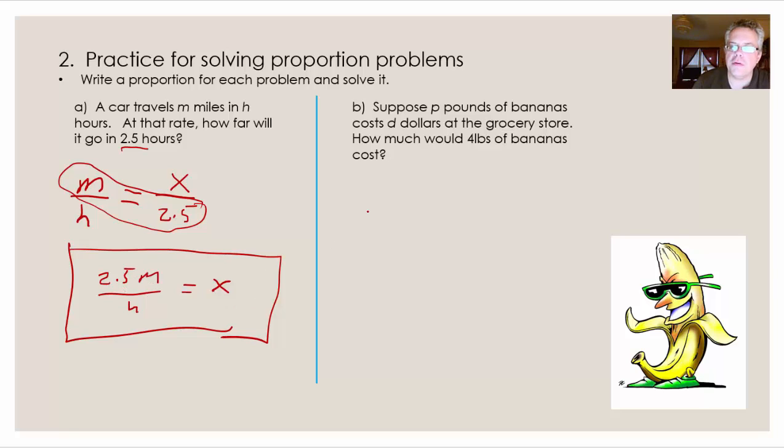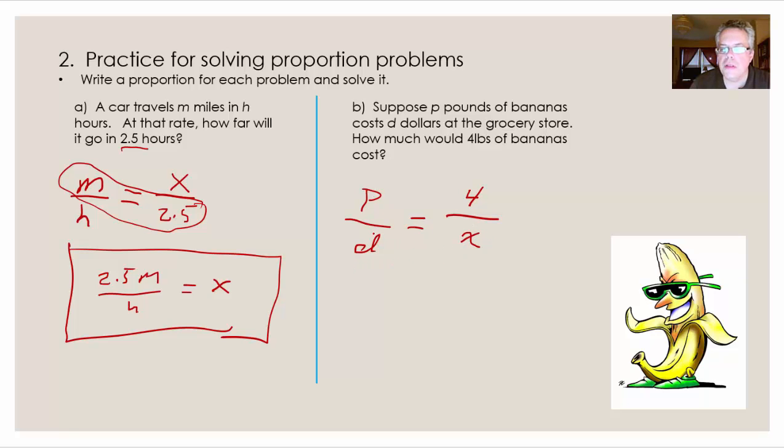Okay, over here a similar problem. P pounds of bananas cost D dollars. I'm going to set up my ratio, P over D, and set that equal to a ratio on the right side. We want to know how much 4 pounds of bananas would cost. I put pounds in the numerator, so pounds are going to go in the numerator there. And x is going to represent the quantity I'm trying to solve for.